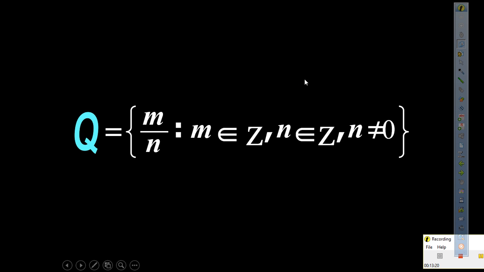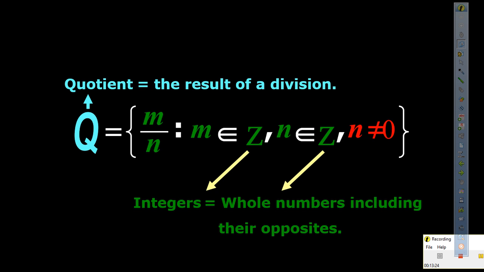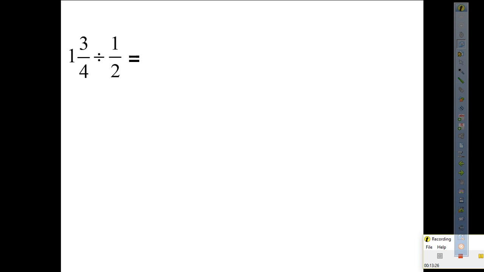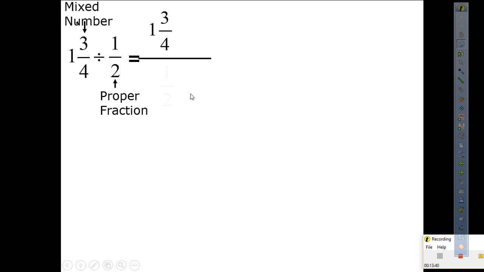So now let me show you a situation. Pay attention, please. Hold the questions to the end. Look at this situation. We have 1 3/4 divided by 1/2. What does that look like if I write it as a fraction? Because division is a fraction, right? It should look something like this.